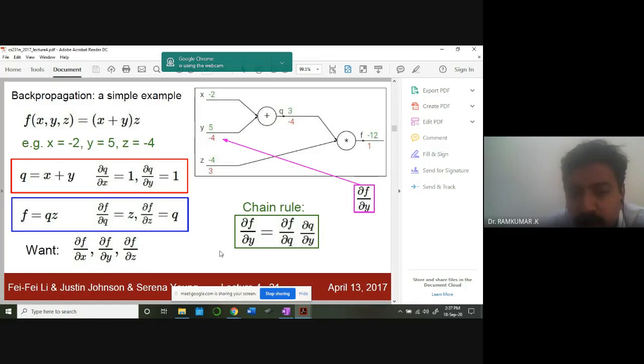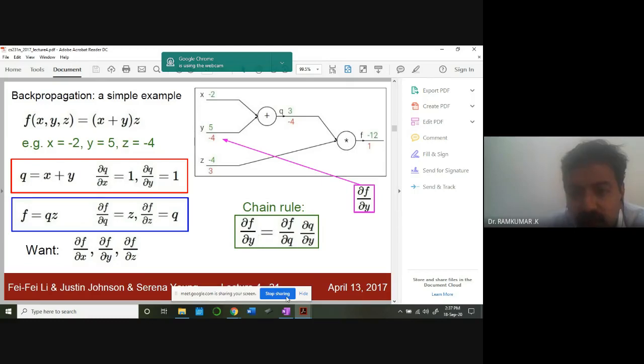So what do we want to compute? We want to compute dou f by dou x. See, you are passing through one hidden layer. That's the idea. This is the output layer, this is the hidden layer, and this is the input layer. So I want to pass through the hidden layer. How are we going to compute through the hidden layer? That's where the chain rule comes in.